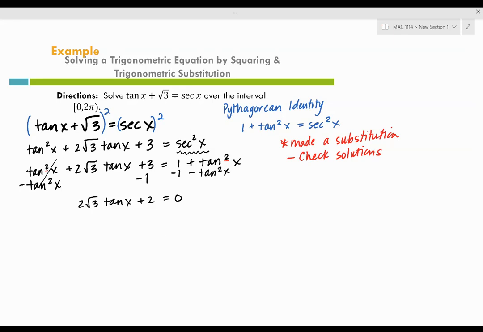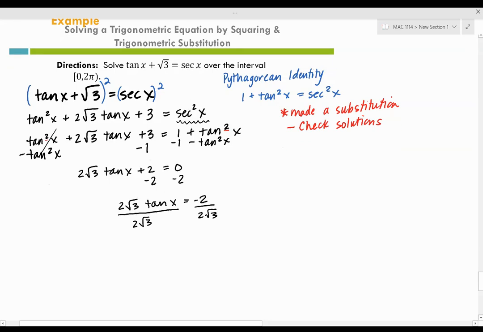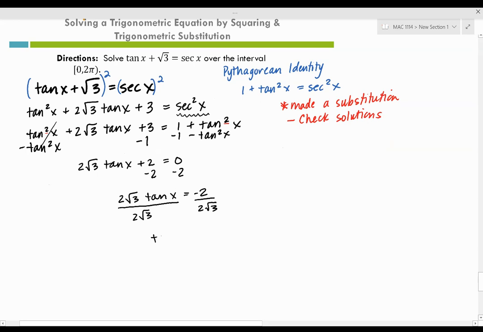So I'm going to move this 2. I'm going to divide by 2 square root of 3. All right, that's going to give me tangent x equals, the 2's are going to cancel. Just going to give me negative 1 over the square root of 3.